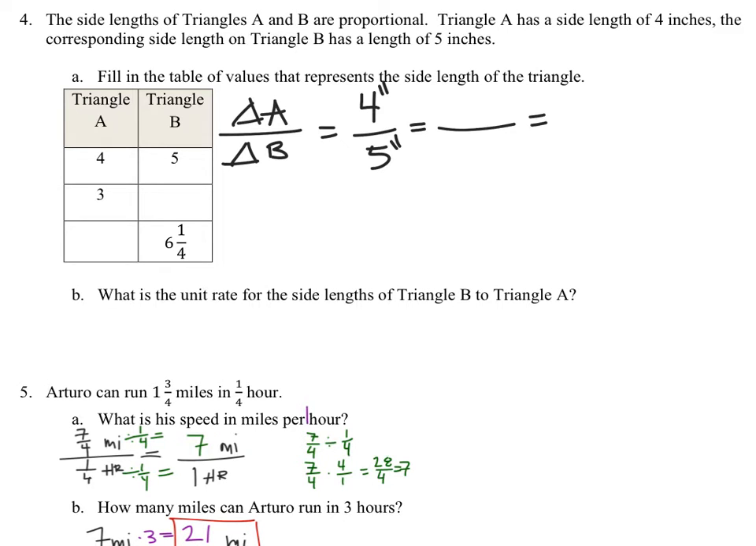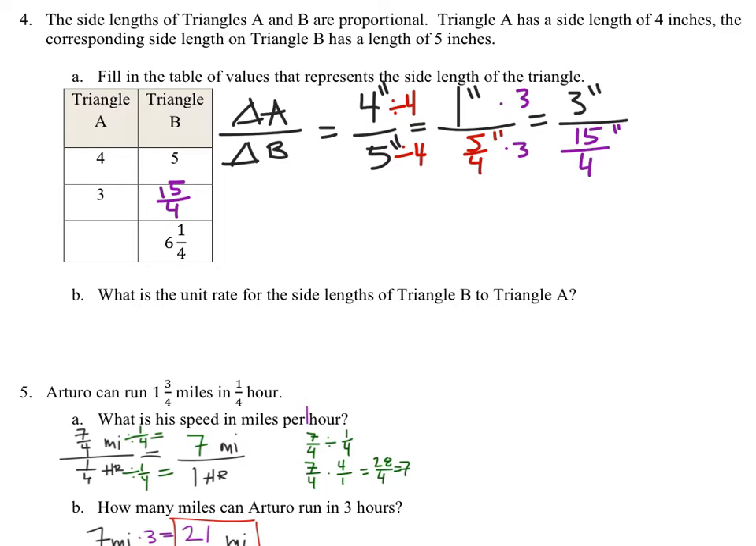So what we can do is figure out how many inches for 1 inch, to find it for 3 inches on triangle A. So to do this, we would divide both of these by 4. So this would be 5/4 inches. And then we would multiply this by 3, and we'd get 15/4 inches. So, we got 15/4.